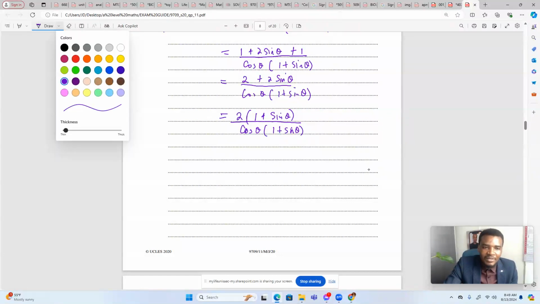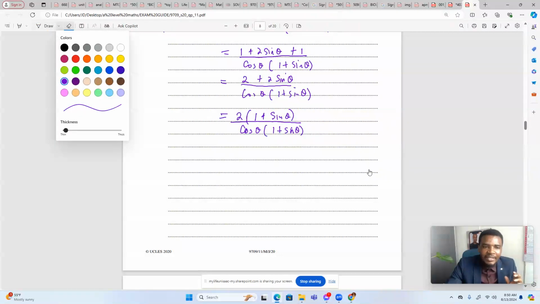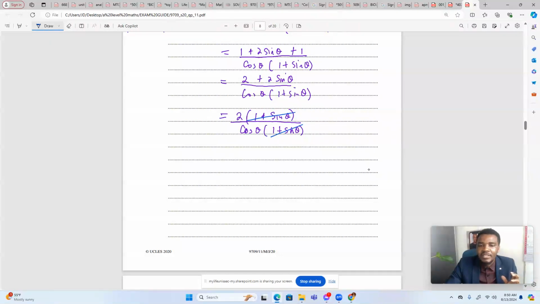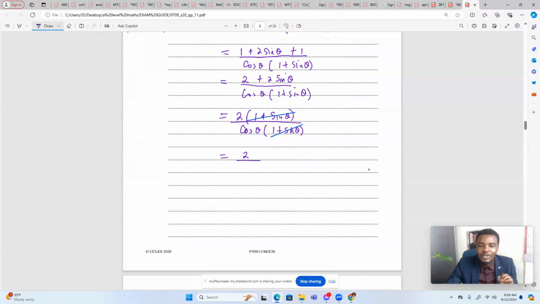I want you to watch out something quite interesting here. We have a common factor. We have 1 plus sine theta here on the numerator, and we also have 1 plus sine theta on the denominator. So we can cancel out those common factors. And then by the end of the day, our result becomes 2 over cosine theta.